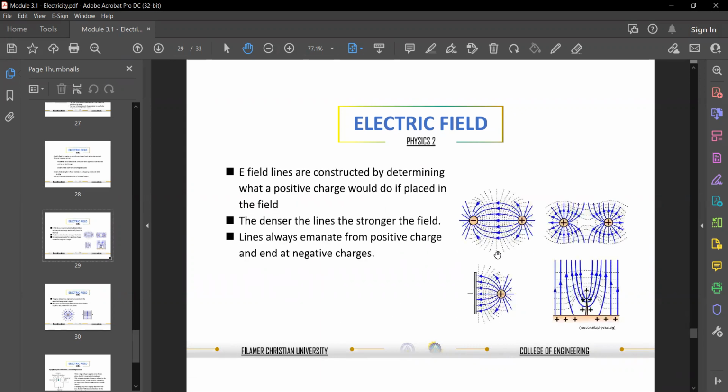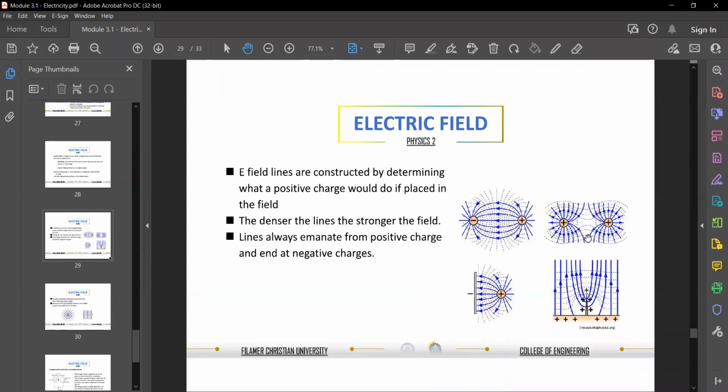These are the representation of electric field lines of force. E-field lines are constructed by determining what a positive charge would do if placed in the field. It is like a magnet, you have your North Pole and South Pole. Here it is opposite, right? Unlike charges attract each other.